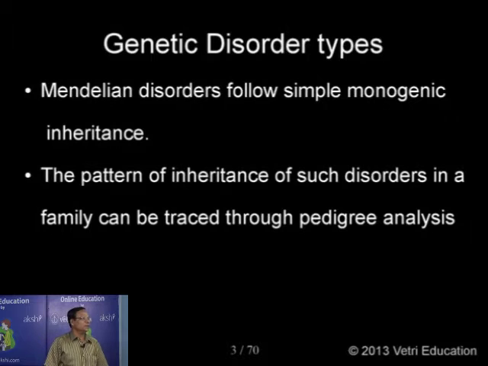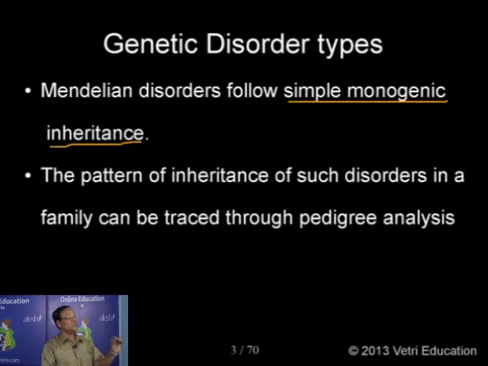Now, I mentioned already the genetic disorder types. The first one, Mendelian disorders. Normally they follow simple monogenic inheritance. That means one gene, one character. If there is any change in that particular gene, what will happen? The phenotype of an individual will be affected according to the nature of dominance or recessiveness, as the case may be. So we have dominant gene disorders or recessive gene disorders. Any change in a particular gene will affect the phenotype, and that is transmitted to the next generation. That is called the single monogenic inheritance method.